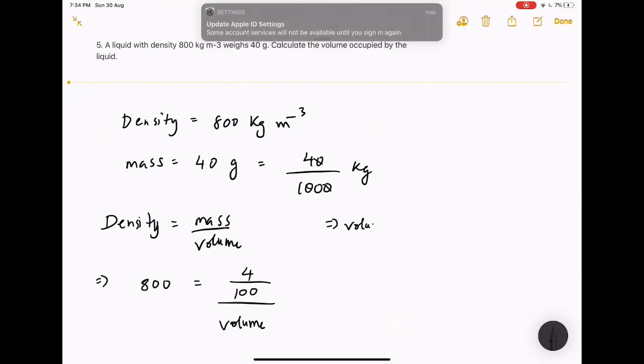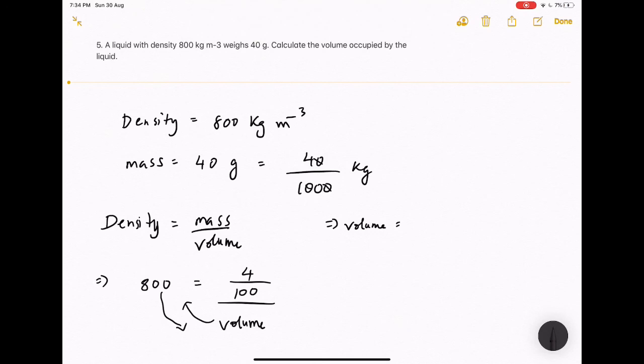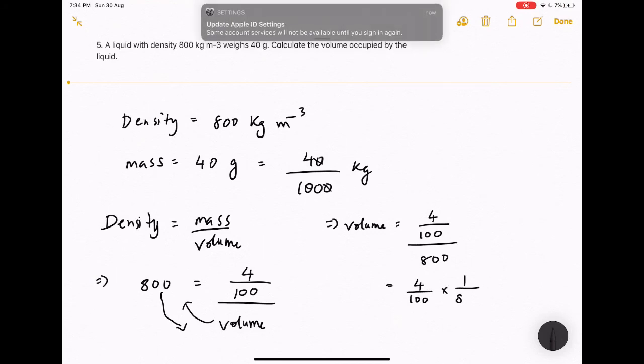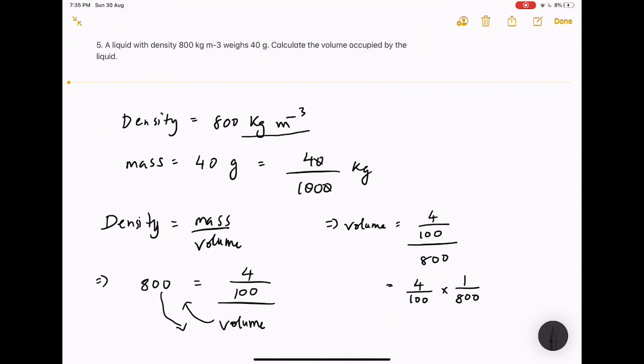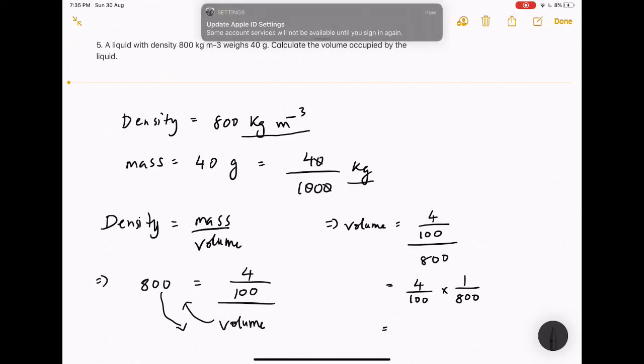So volume will be equal to, if we bring volume to the other side and 800 to this side, then volume will be equal to 4 by 100 divided by 800. That is also equal to 4 by 100 into 1 by 800, and the unit will be meter cube, because density was in kilogram per meter cube and mass is in kilogram. So this will be equal to, this is 1, this is 200, so 1 by 20,000.